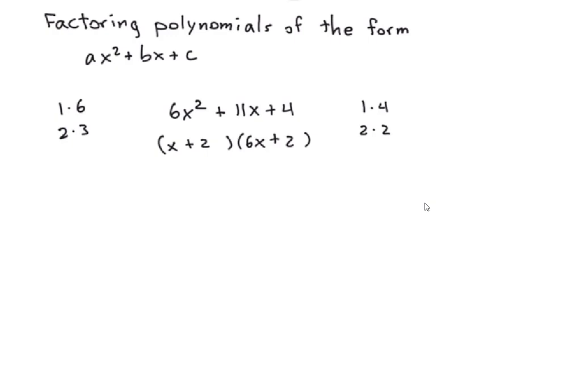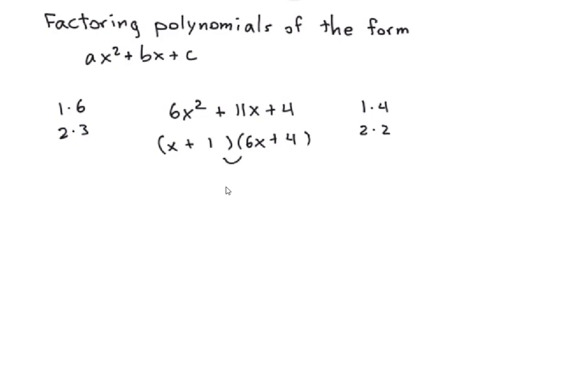Now all we need to do is check to see if the middle term works. When we multiply these two, we get 12x. And when we multiply these two, we get 2x. If we add those together, that gives us 14x, which is not what we want. So this choice was incorrect. So we start over. This combination didn't work, so let's try a different combination. We're just going to keep going through all of our combinations to figure out which one works. We tried the 2 and the 2, so let's try the 1 and the 4.